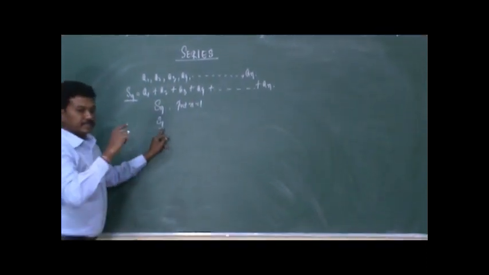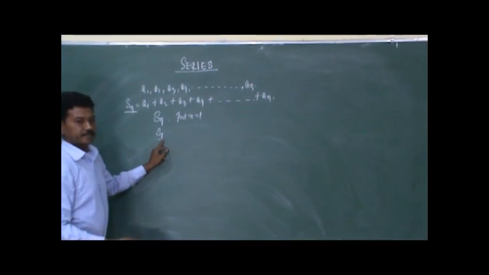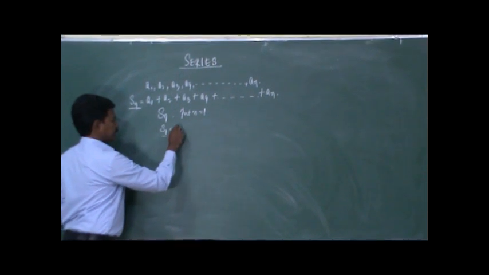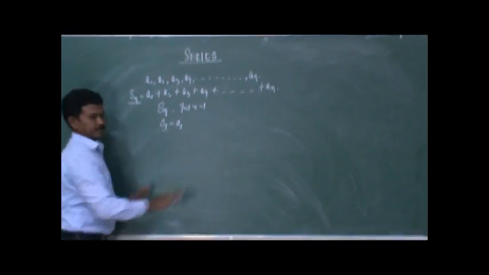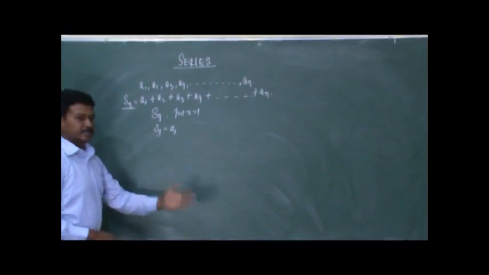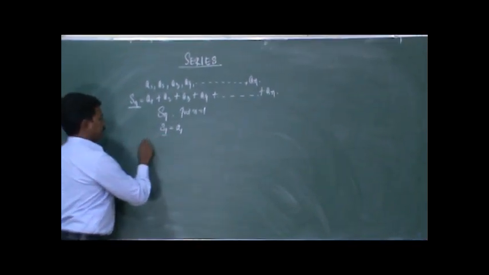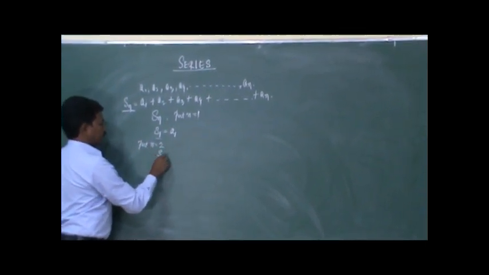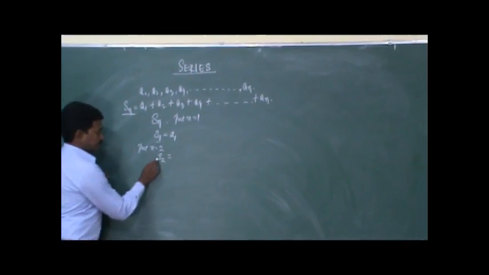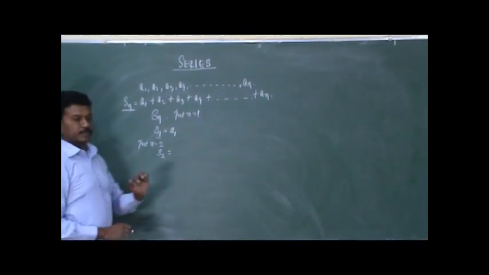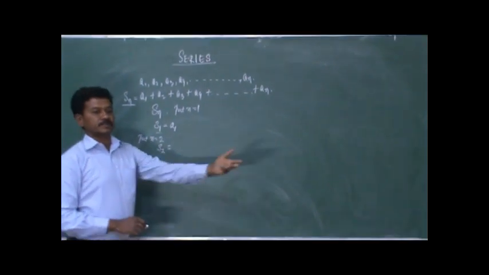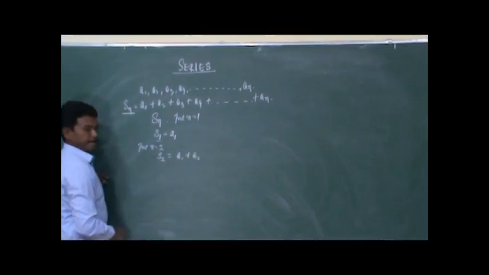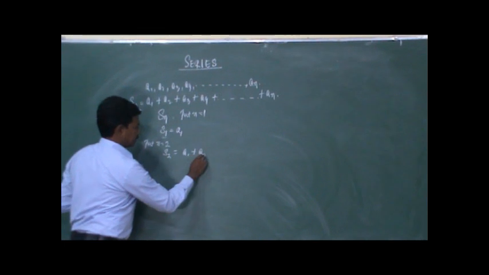S1 means sum up to the first term. In a sense, the first term itself. So S1 is A1 itself. Now, if I put n is equal to 2, that becomes S2. S2 in the sense, sum of two terms of the sequence. So sum of the two terms includes the first two terms of the sequence, that is A1 plus A2. So S2 is A1 plus A2.